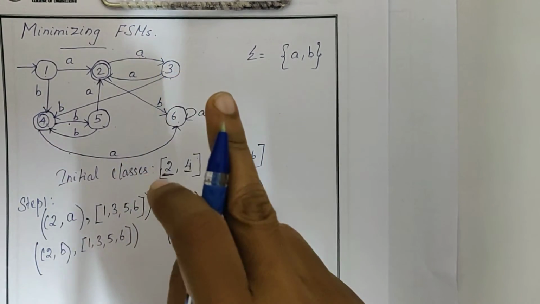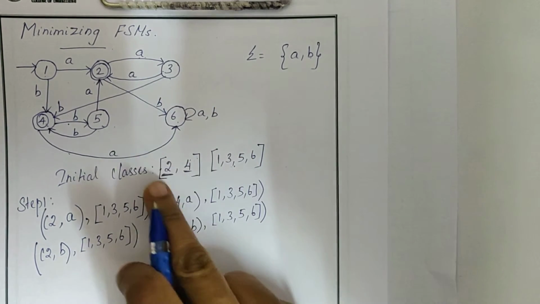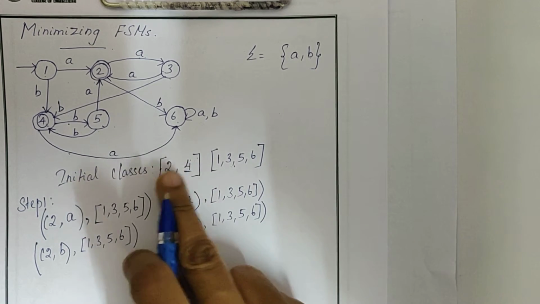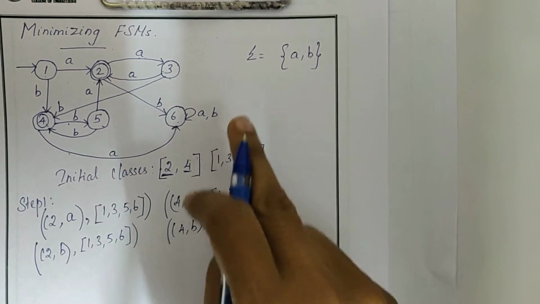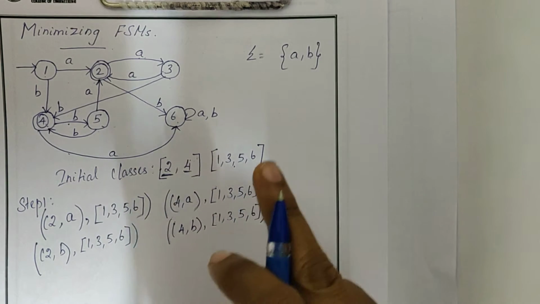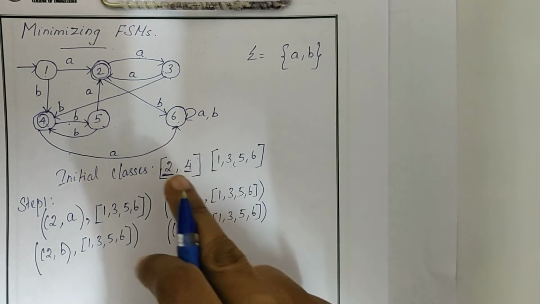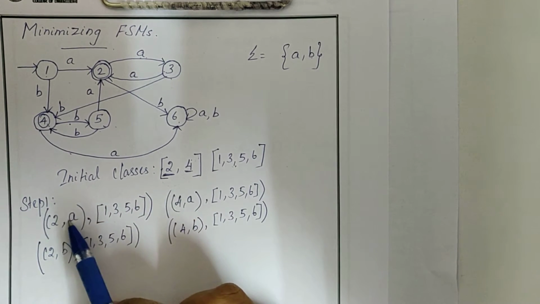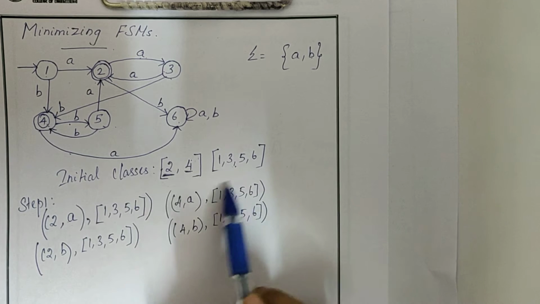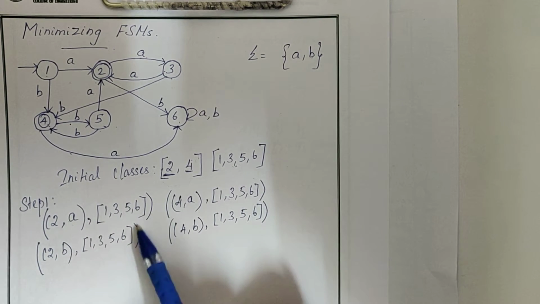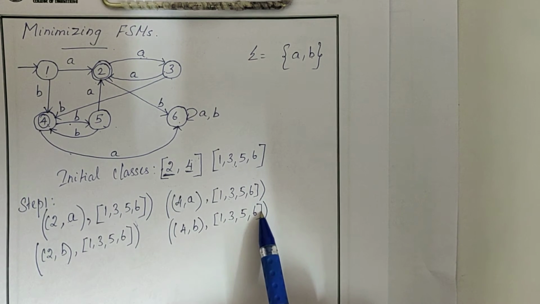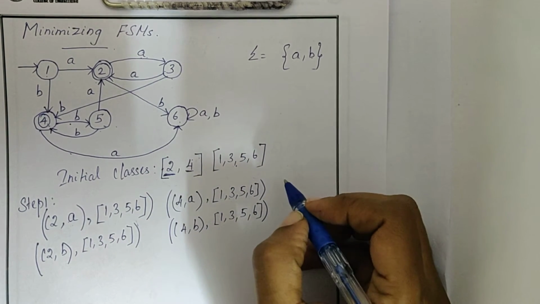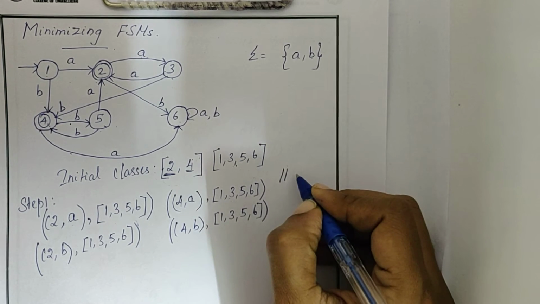When can I say a class is equivalent? When it takes input, both the states should move either to a final state or a non-final state. In that case I can say a class is equivalent. Now you see 2 and 4, when they take A input, they move to non-final. Similarly, when they take B input, they move to the non-final class. So I can say it is equivalent, so no need to split.